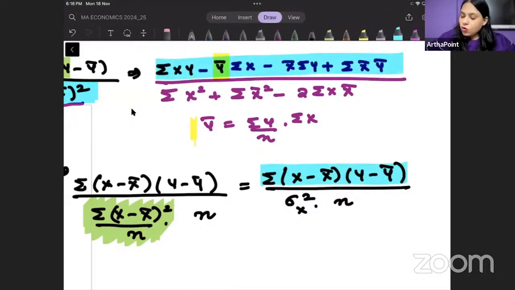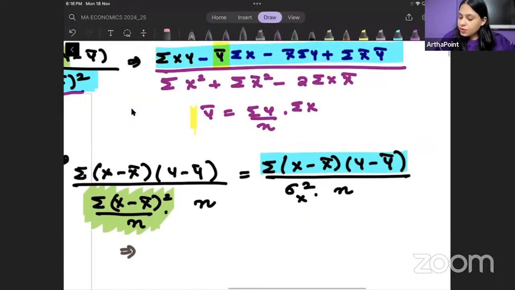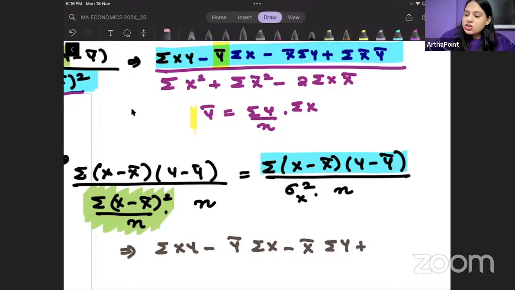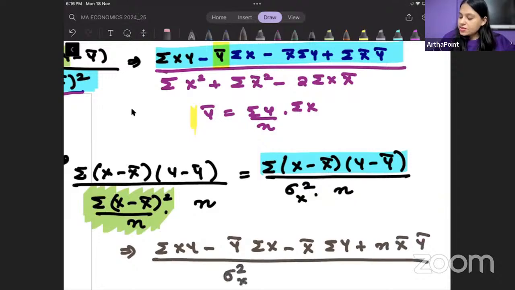Right? So when you open up the numerator, you will get summation xy minus y bar summation x minus x bar summation y plus, because x bar y bar is getting summed up and both are constants, n times x bar y bar, upon sigma square x into n. Right?